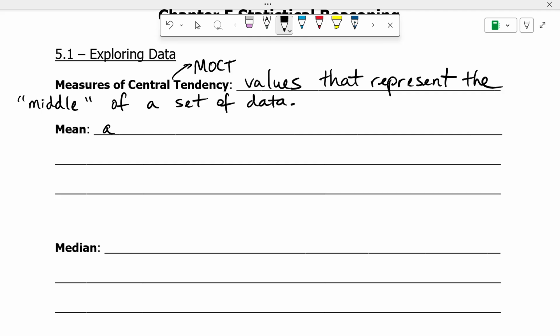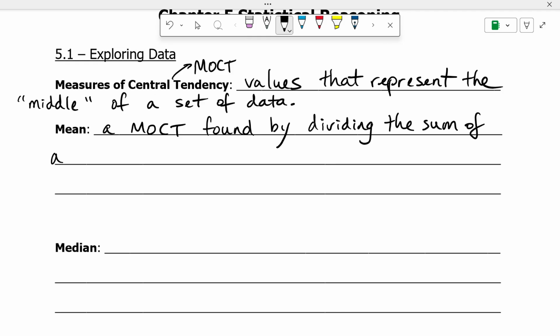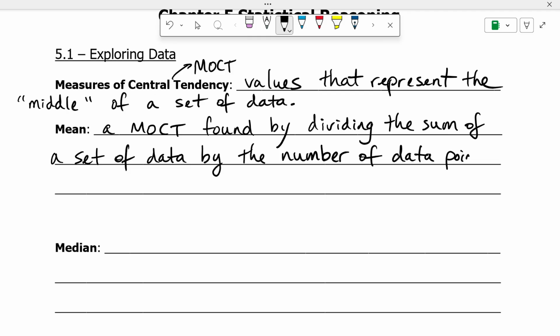A mean is a measure of central tendency found by dividing the sum of a set of data by the number of data points. Most people look at that and go, oh yeah, that's what I said, average. Add them all up and divide by the number of things.